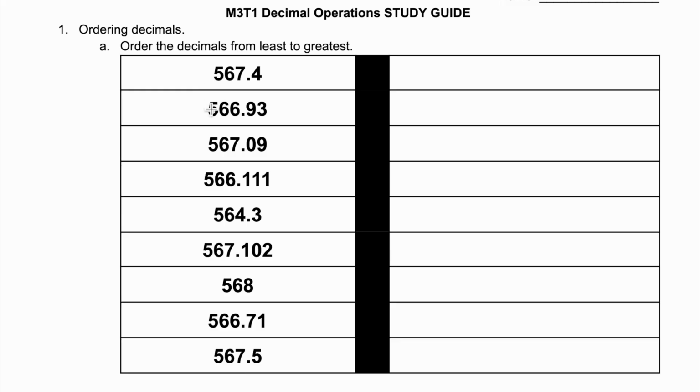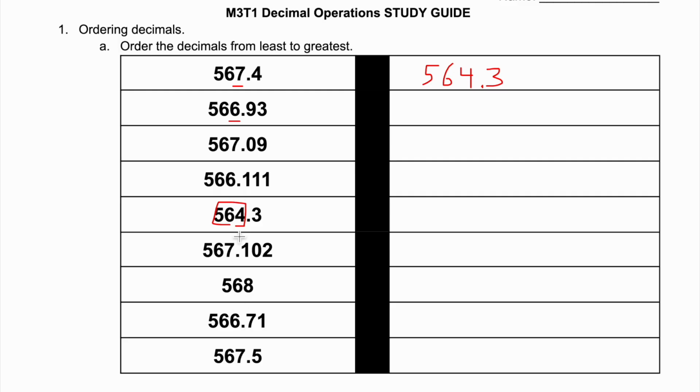So these are all in the 560 range. Now I'm going to look at my ones place. So we got 7, 6, 7, 6, 4, 7, 8, 6. Okay, so it looks like my lowest one would be a 4. Are there any other 564s? I don't think so. So this 564 and 3/10 goes here. Least to greatest means I start at the lowest.